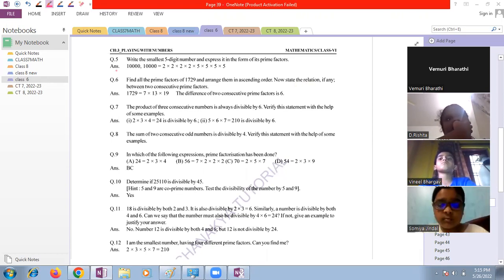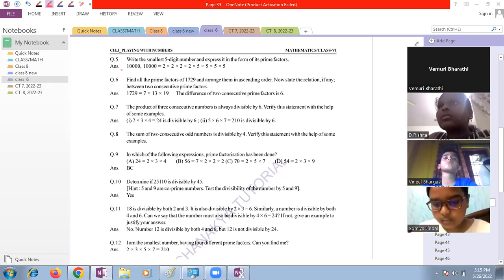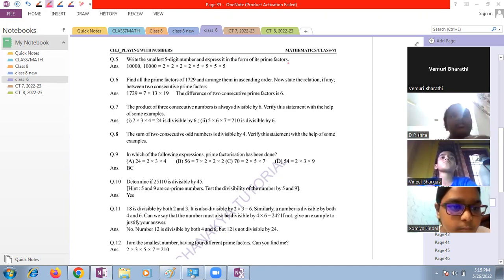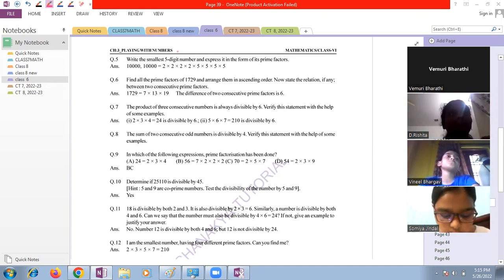Rishita, please, can you read question number 5? Write the smallest 5-digit number and express it in the form of its prime factors. Rishita, what is the smallest 5-digit number?